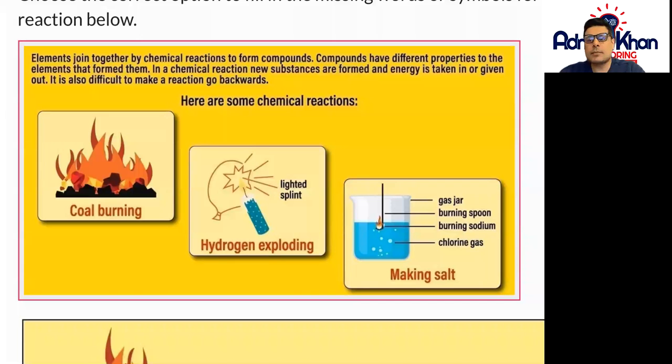And welcome to Key Stage 3 Science. This particular chapter is called compounds. So elements join together by chemical reactions to form compounds.